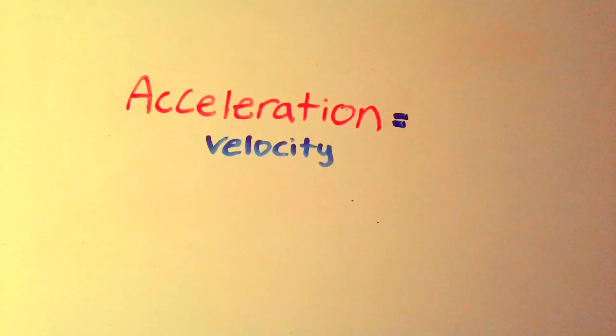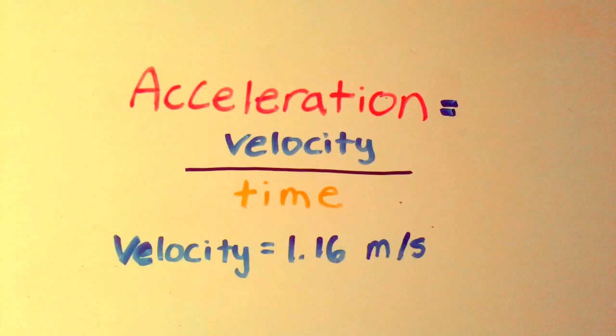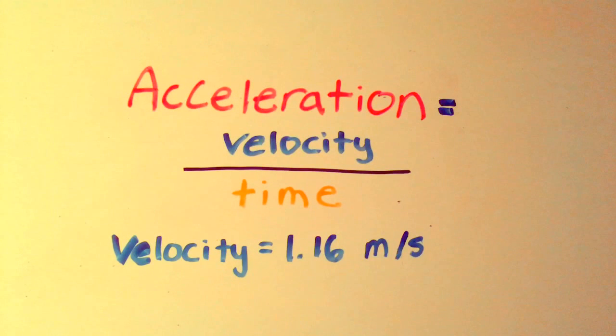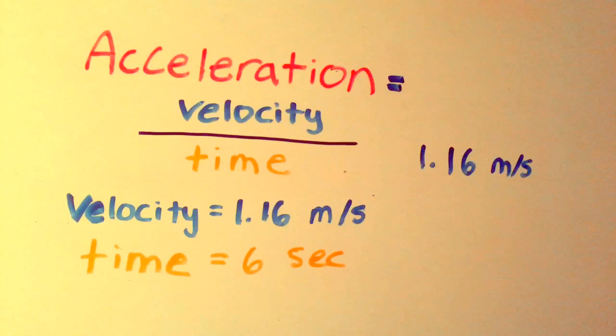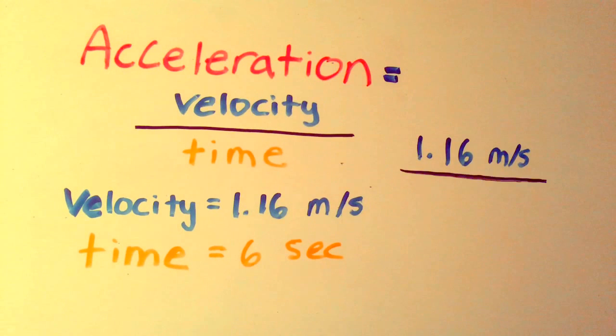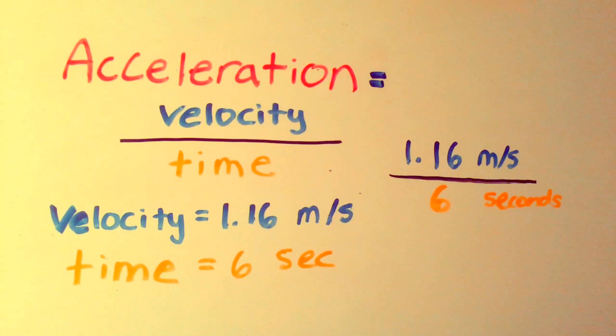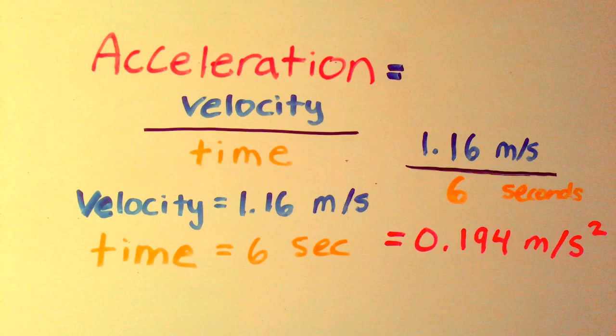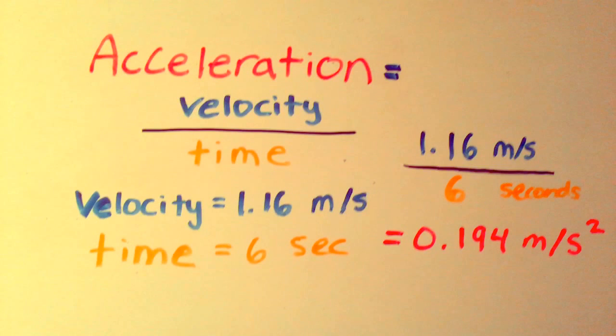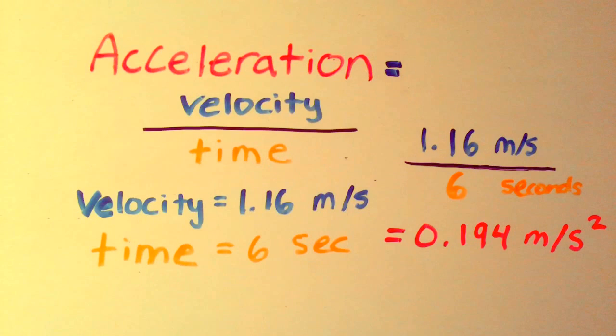Now that we know the velocity, we can calculate his acceleration, assuming the velocity remained constant. To find acceleration, we would divide the velocity by the time interval, and in this case, you would divide 1.16 by 6 to get 0.194 meters per second squared as the acceleration.